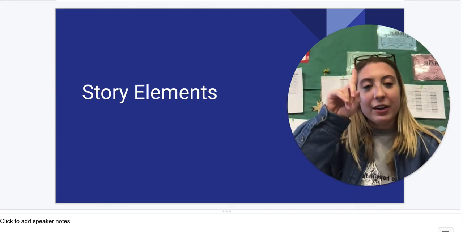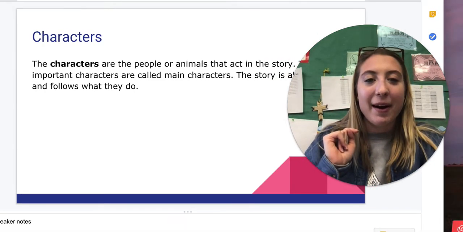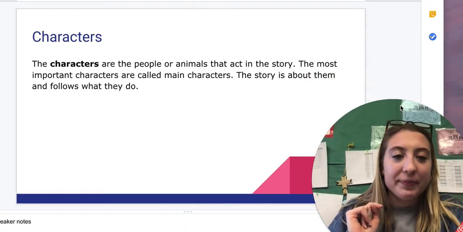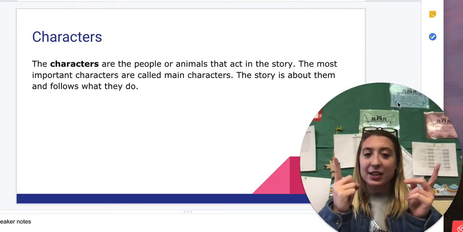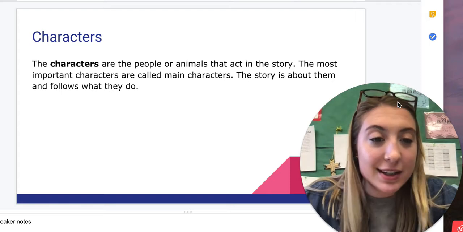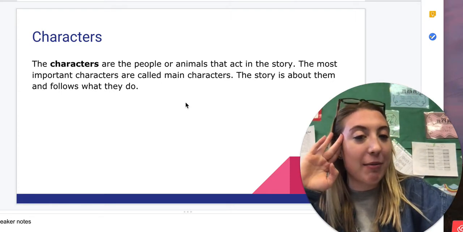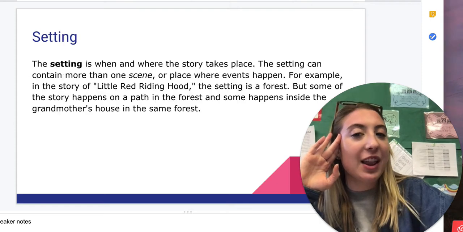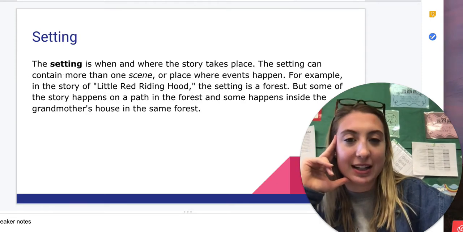We have our characters. Sorry, I was waiting for it to pop up. Our characters are the people or animals that act in the story. The most important characters are our main characters. The story is about them and it follows them. And then also our setting is where and when the story takes place.